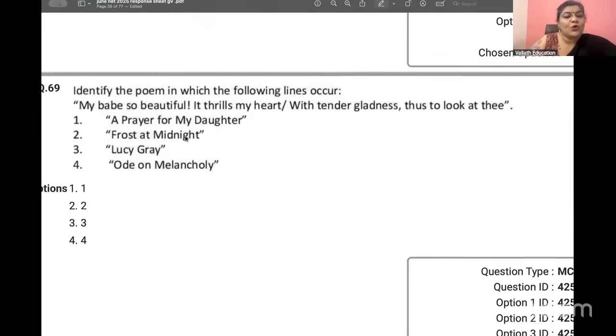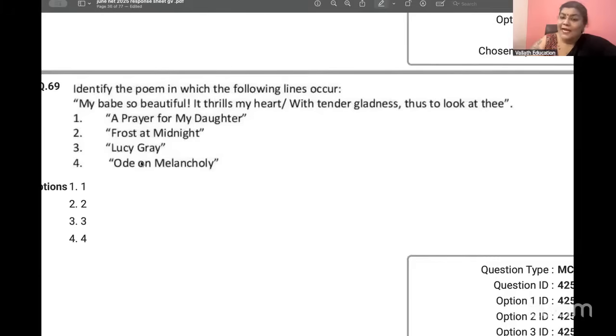My babe is so beautiful. It thrills my heart. It is not Lucy Gray. All the Lucy poems are about Lucy died or Lucy is somewhere in the forest or nature. I am away from Lucy. I am remembering her. It is not like this. My baby. And Ode on Melancholy is totally wrong. It's not like this. A Prayer for My Daughter is by W.B. Yeats. W.B. Yeats' style is not like this.